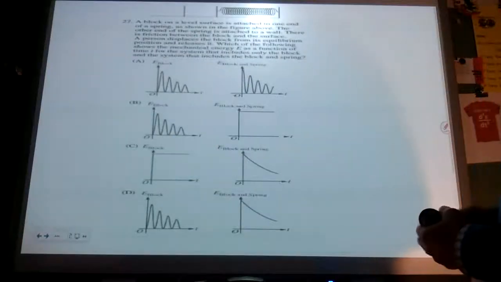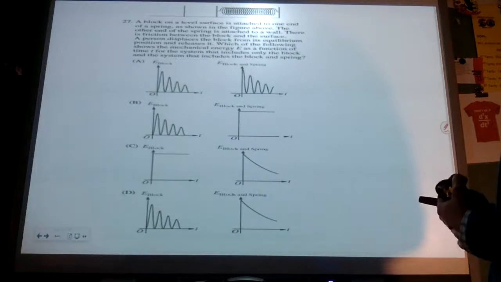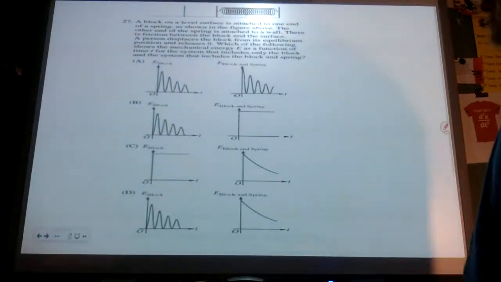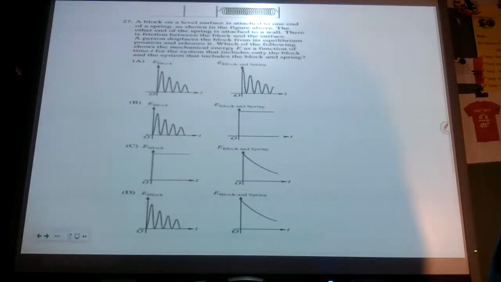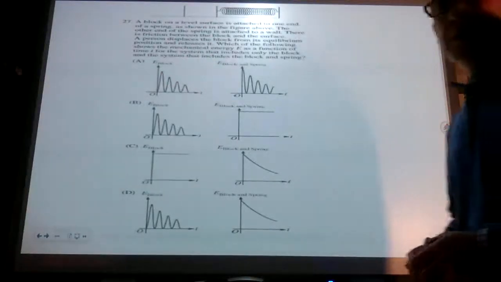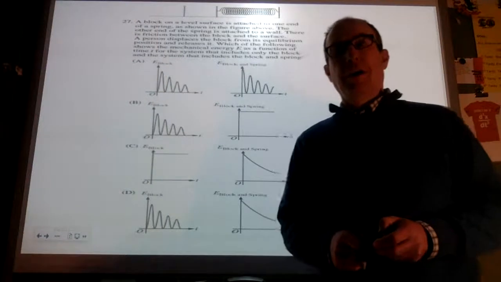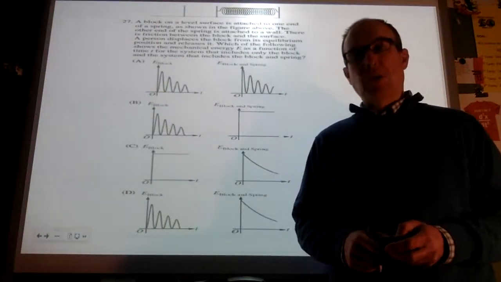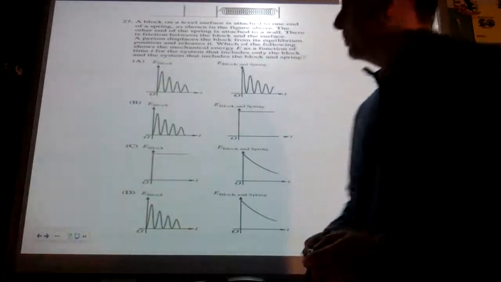A block on a level surface attached to one end of a spring, as shown in the figure above. The other end of the spring is attached to a wall. There's friction between the block and the surface. A person displaces the block from its equilibrium position and releases it. Which of the following shows the mechanical energy as a function of time for the system that includes only the block and the system that includes the block and the spring? So as I mentioned earlier, the block only has kinetic energy. The spring holds the potential energy.